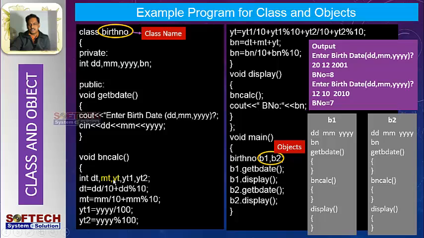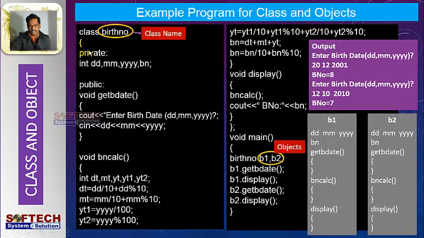So this function calculates the birth number from the birth date. The third function is display. If we call the display function, it calls the Pn calc function. After calling this function, because Bn is a data member, Bn consists of the birth number. So here we get the output from Bn, birth number equal to 8. So if we call display, it automatically calls Pn calc, then it displays the birth number.